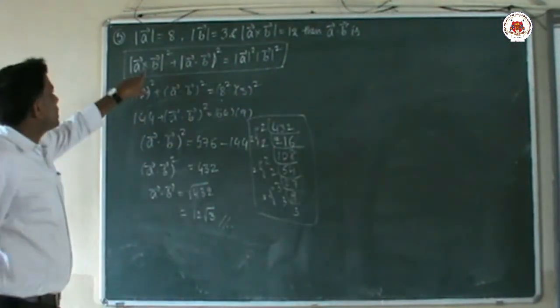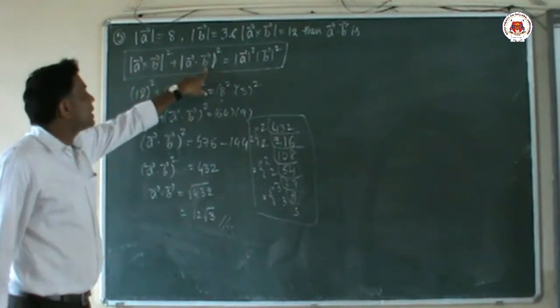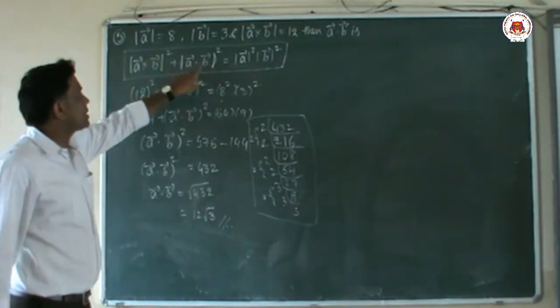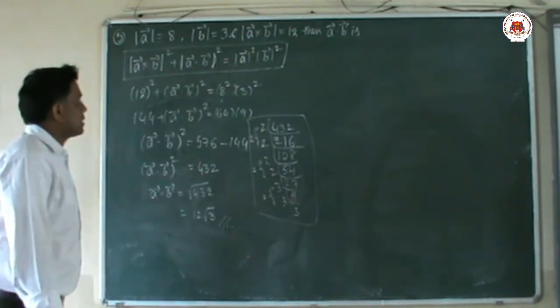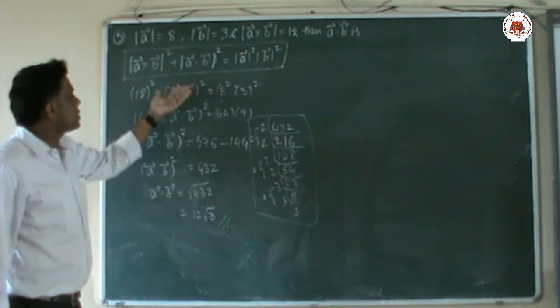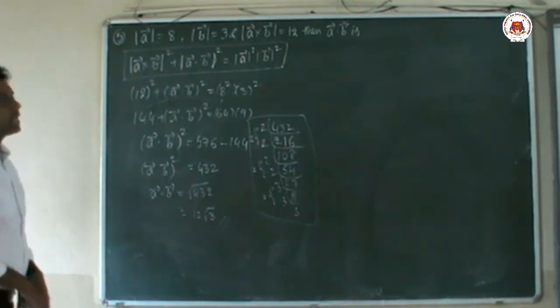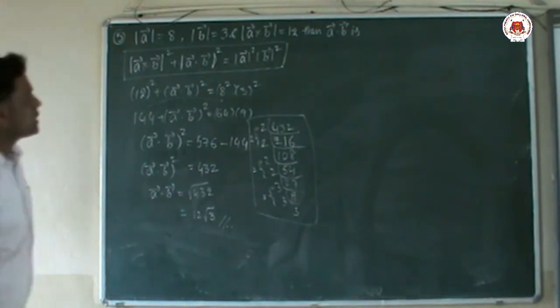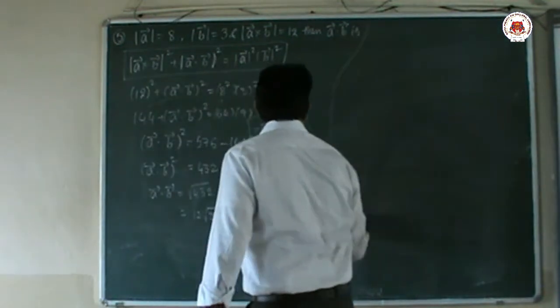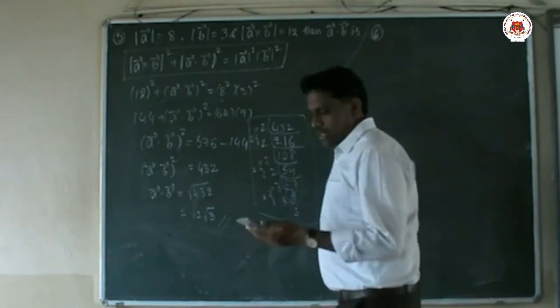The relation between A cross B and A dot B is nothing but A cross B whole square plus A dot B whole square equal to mod A square plus mod B vector square. So if we substitute this value and simplify, we will get the A dot B value. Now we will go to the next question, the sixth question. I am going to discuss the sixth question.